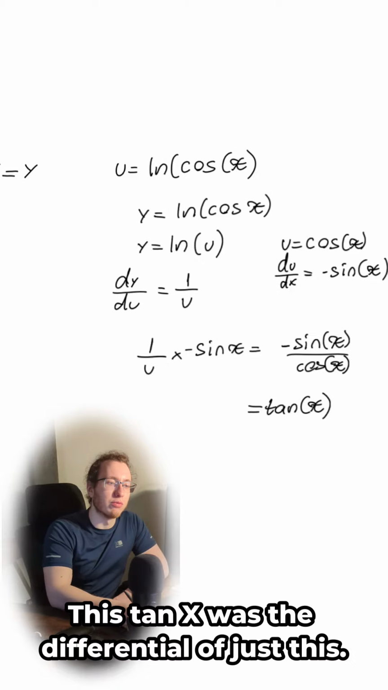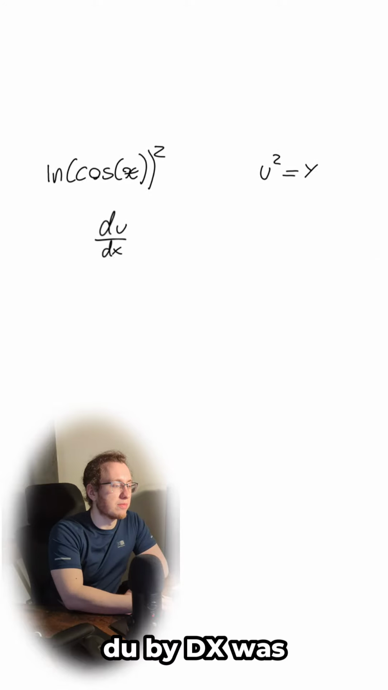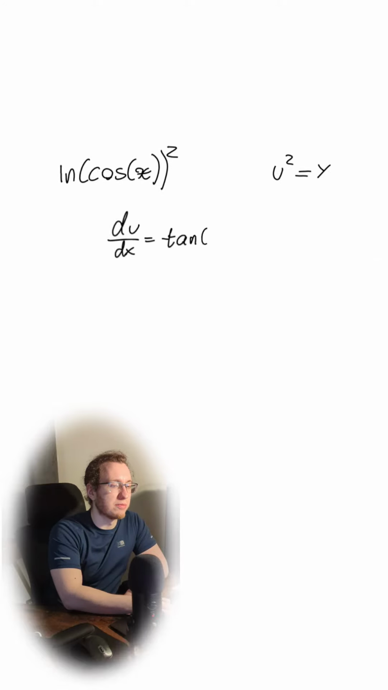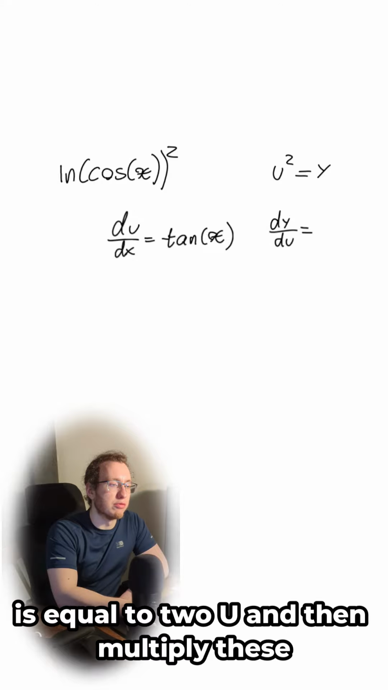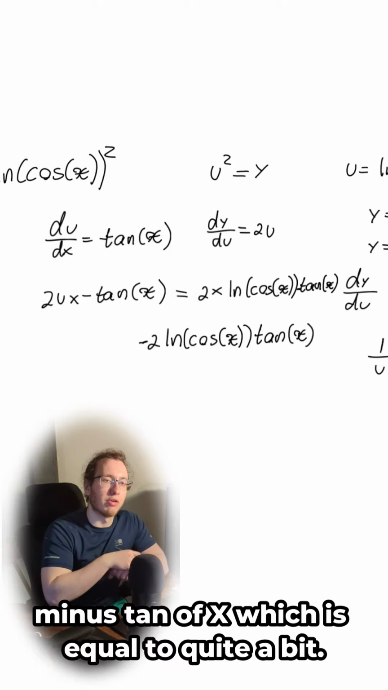This minus tan x was the differential of just this. So du by dx was minus tan of x, dy by du is equal to 2u, and then multiply these two together, so 2u times minus tan of x, which is equal to... quite complicated, isn't it?